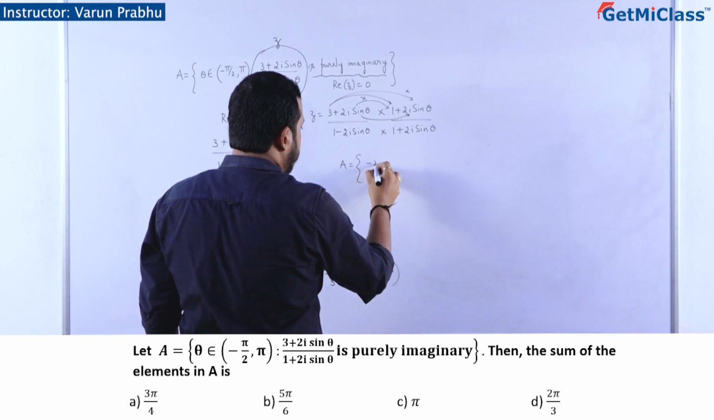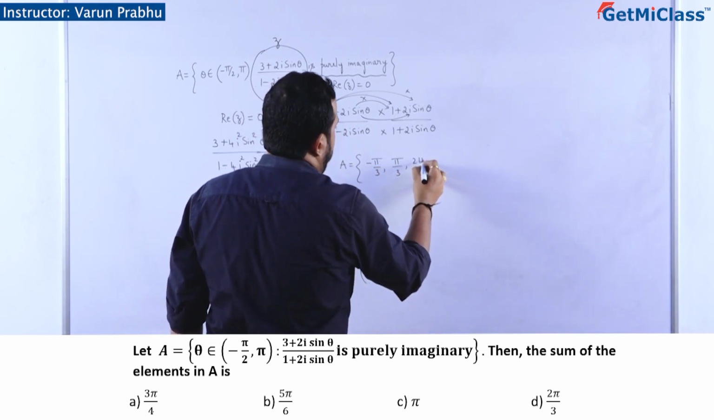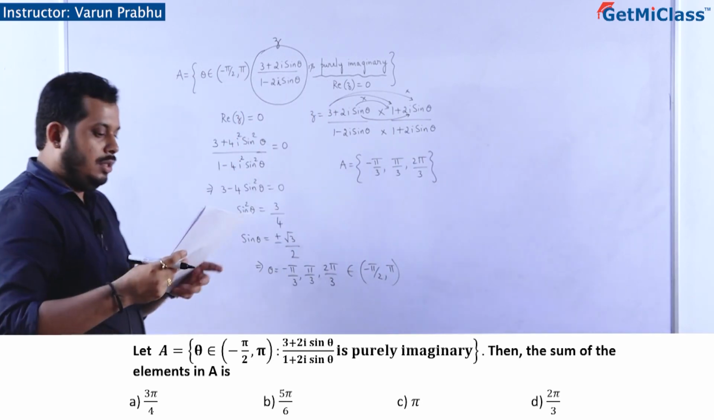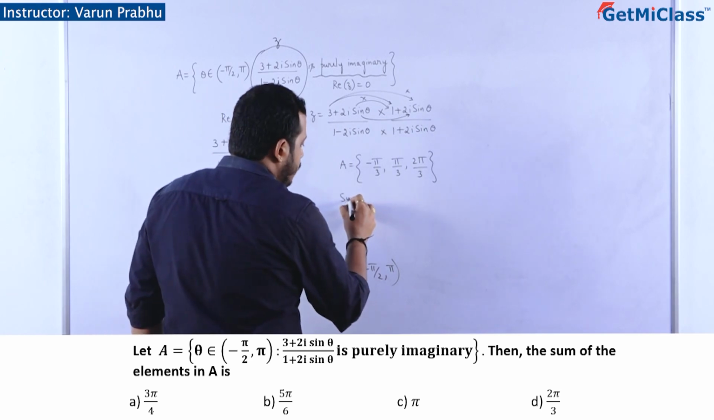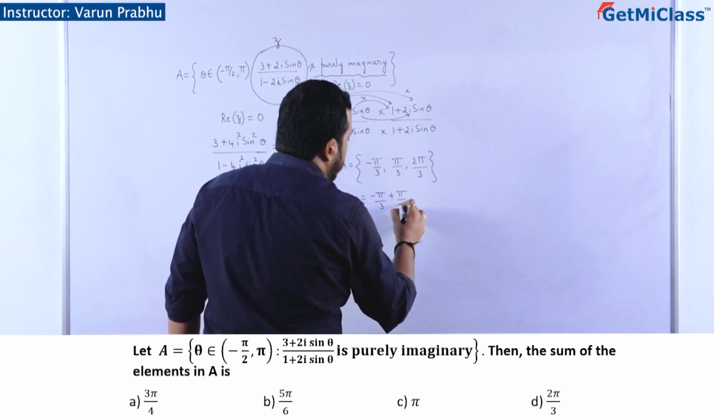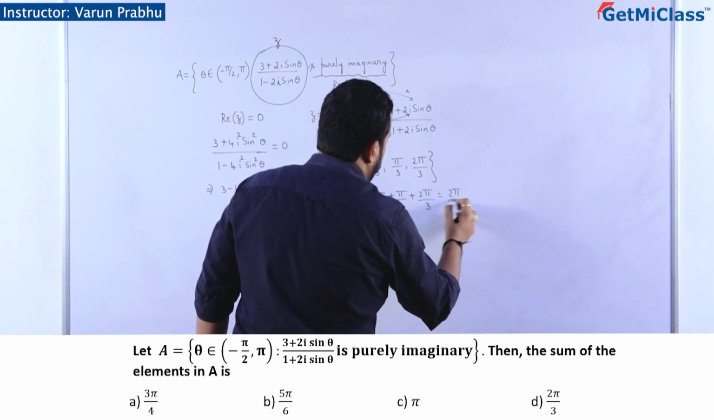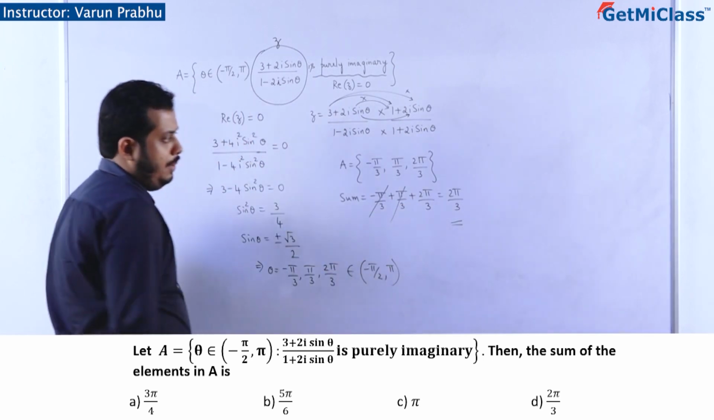So what are the elements now? Minus pi by 3, comma, pi by 3, comma, 2 pi by 3. So what is the sum now? Sum is the question asked. Question is asking you to calculate what is the sum. So sum of elements of A should be minus pi by 3 plus pi by 3 plus 2 pi by 3. So the answer that we get is equal to 2 pi by 3. Is the answer to the question. Minus pi by 3 and plus pi by 3 will get cancelled.